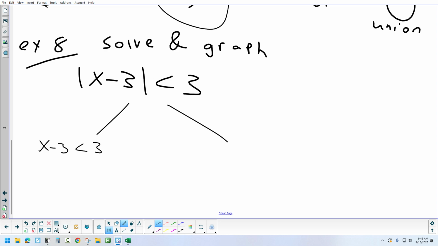How about the second one? Anybody tell me that one? What's the second one? Yeah. Is it x minus 3 is greater than negative 3? X minus 3 is greater than negative 3. So yeah, we did a couple things there. We took away the bars, we flipped the sign, and we made the number on the other side opposite.